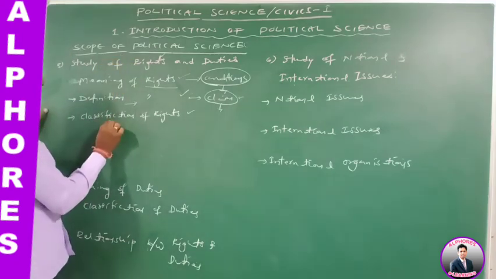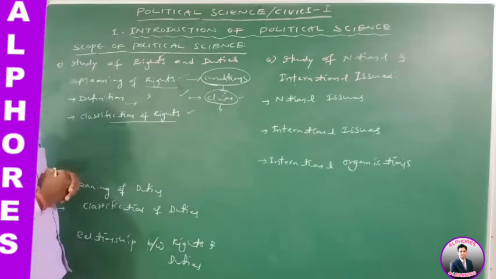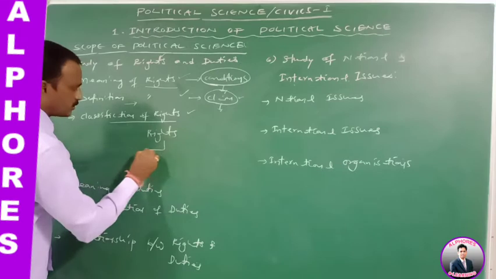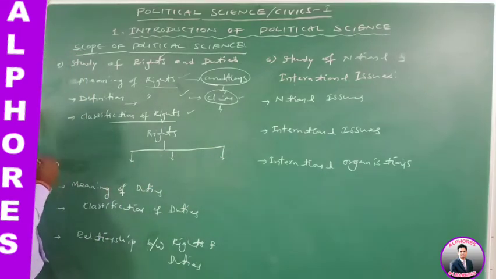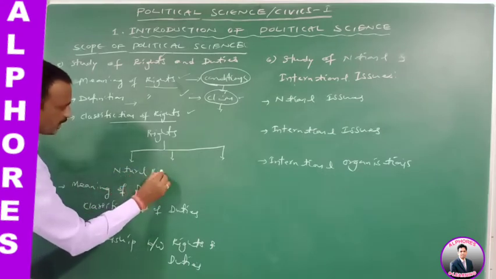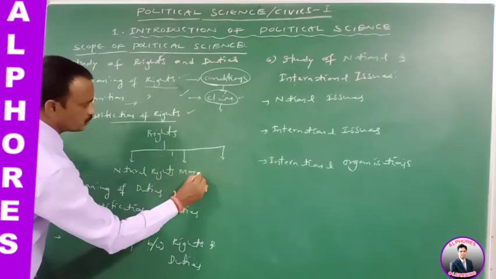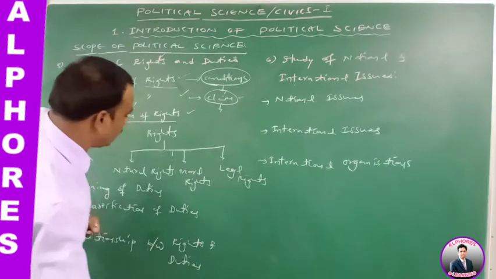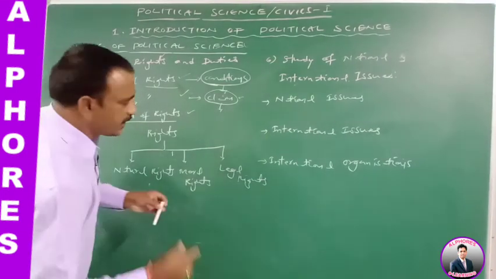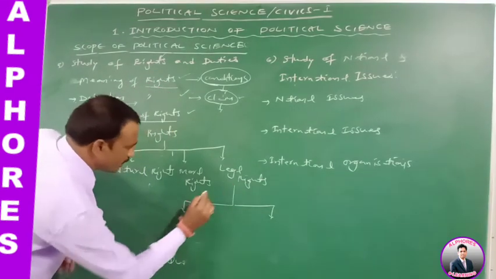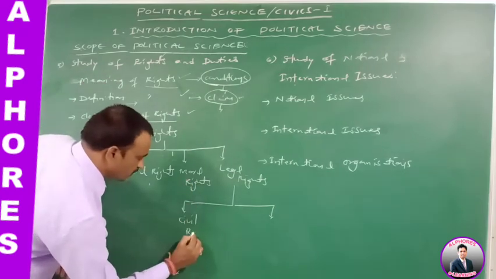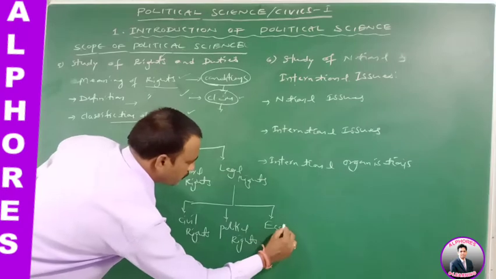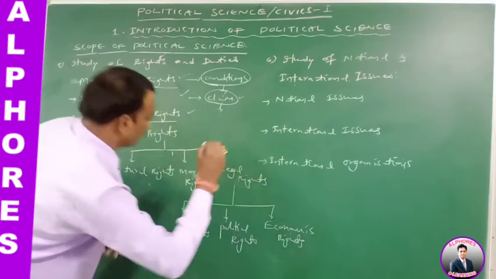Then political science discusses the classification of rights. Now I am going to draw a classification of rights. First, rights are broadly divided into three categories, namely: 1. natural rights, 2. moral rights, 3. legal rights. Legal rights are again divided into three types: 1. civil rights, 2. political rights, 3. economic rights. So this is the classification of rights.